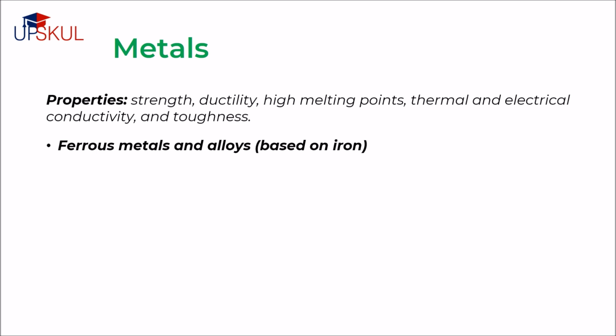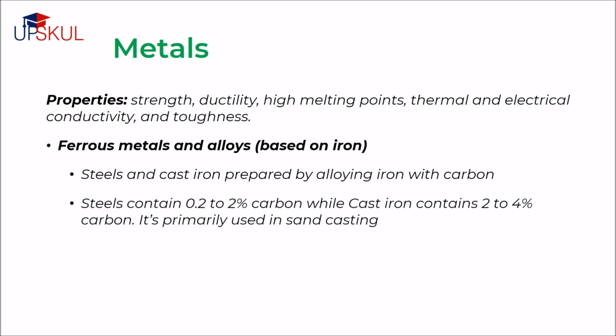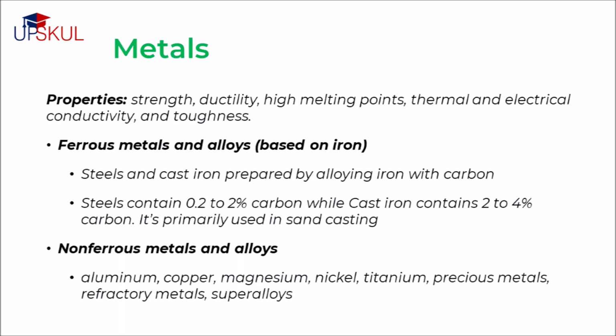Ferrous metals are based on iron. This group includes various types of steels and cast iron prepared by alloying iron with carbon. Steels contain 0.2 to 2% carbon, while cast iron contains 2 to 4% carbon and is primarily used in sand casting. Non-ferrous metals include aluminium, copper, magnesium, nickel, titanium, precious metals, refractory metals, and their alloys.